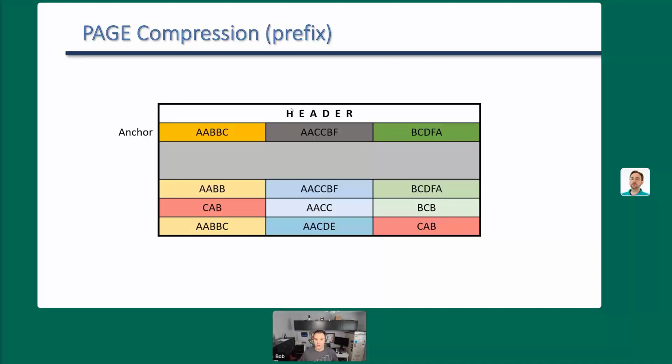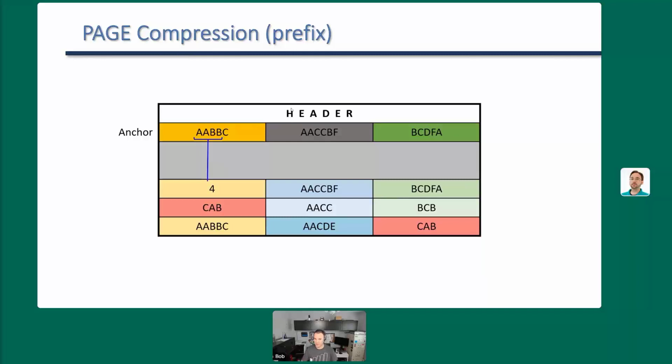So these are our anchor values. Now what we're going to do is express every value on the page in terms of the anchor value for its column. So what that means is for the first column here, we have AABBC, and the first value is AABB, right? So we're matching the first 4 bytes of that anchor column. So instead of storing AABB, we can just store 4.